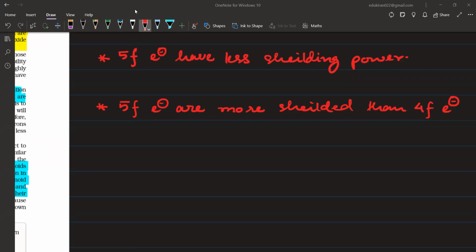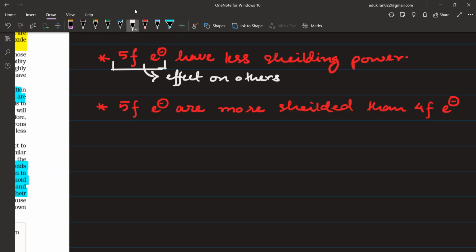जब हम ये कहते हैं ना, when I say 5f electrons have less shielding power, then I am talking about the capacity of 5f electrons, that is, what is the effect of 5f electrons on others. कि 5f इलेक्ट्रॉन कितने अच्छे से शील्ड कर रहा है. तो शील्ड किसको शील्ड कर रहा है? यानी कि it is acting as a shield. तो शील्ड करेगा किसी और को, है ना. तो इसकी इफेक्ट क्या है? ये अच्छे से शील्ड नहीं कर पा रहा है.